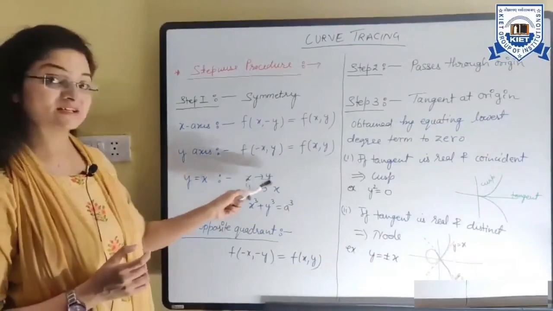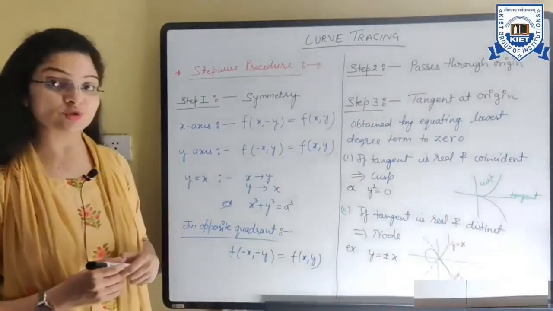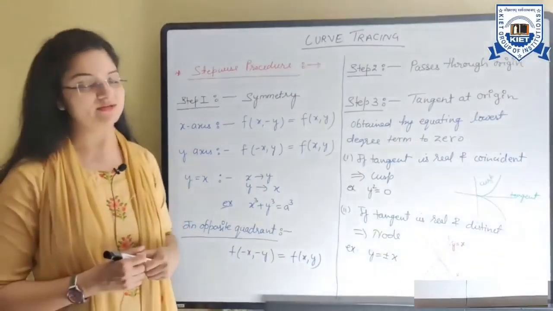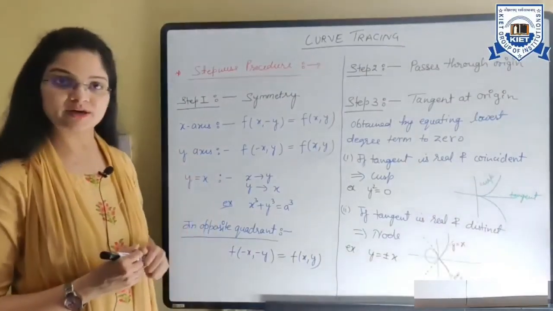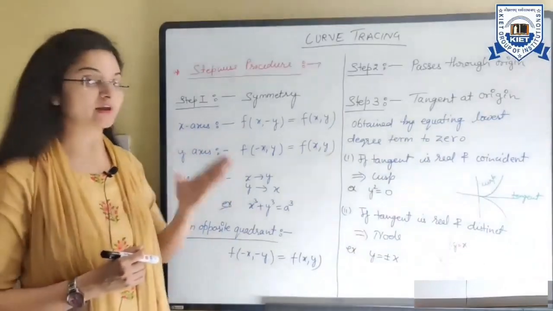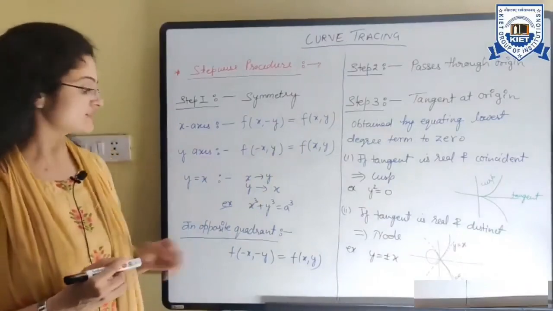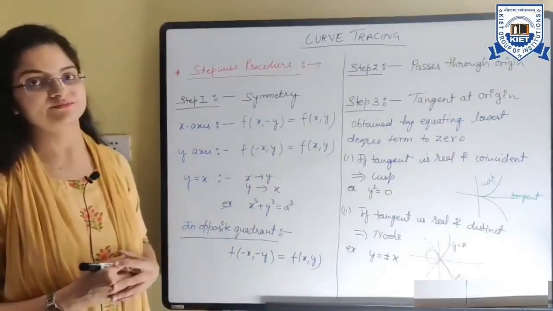If we replace x by y and y by x and the equation of the curve remains unchanged, then there is symmetry about the line y equal to x. For the opposite quadrant, we have to replace x by minus x and y by minus y, and if the equation of the curve remains unchanged, then there is symmetry in the opposite quadrant.